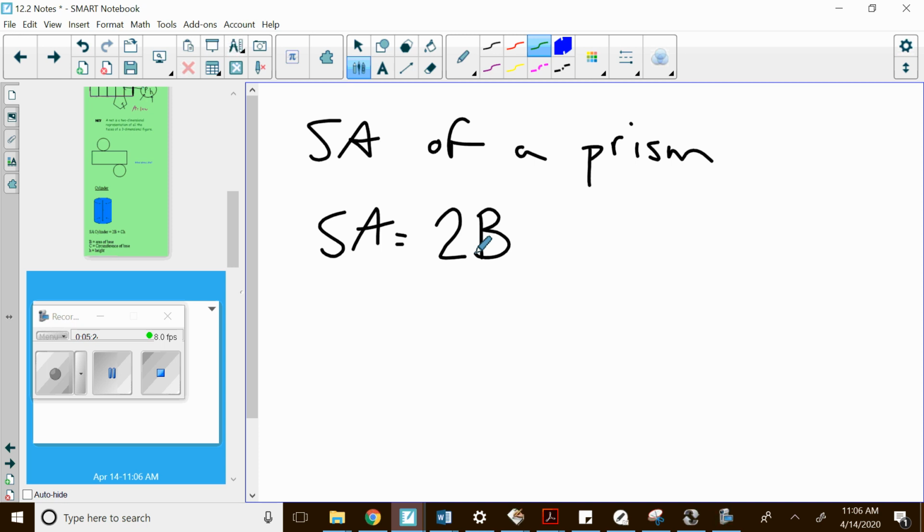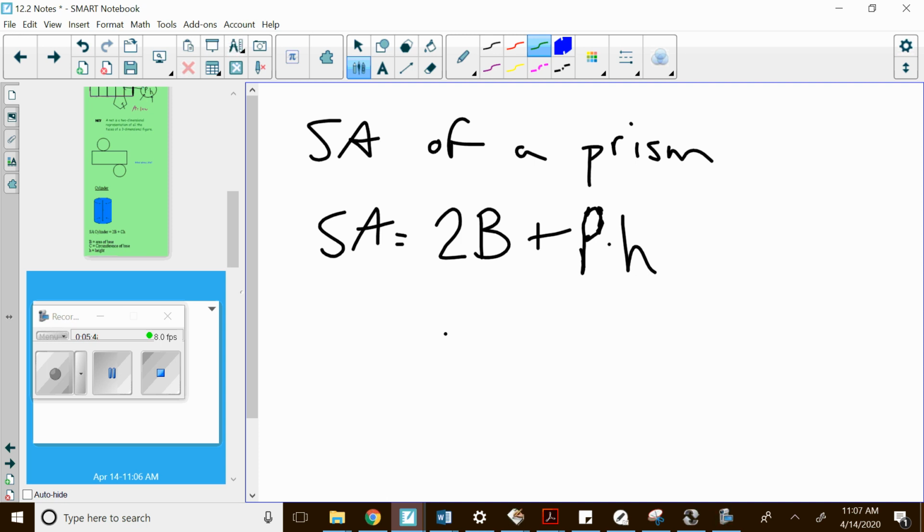And again, in a prism, our bases can be pentagons, triangles, rectangles, squares, any polygon, really. Plus the perimeter of a base, times the height of our prism.